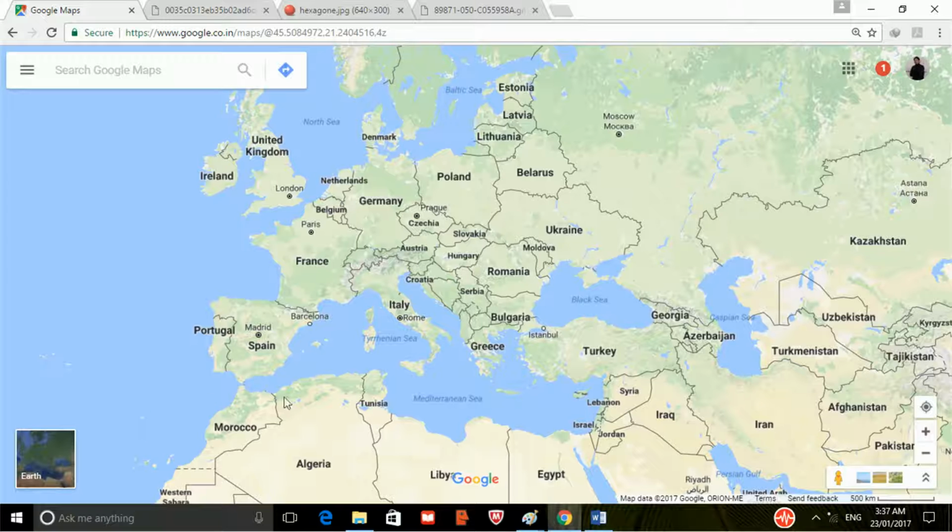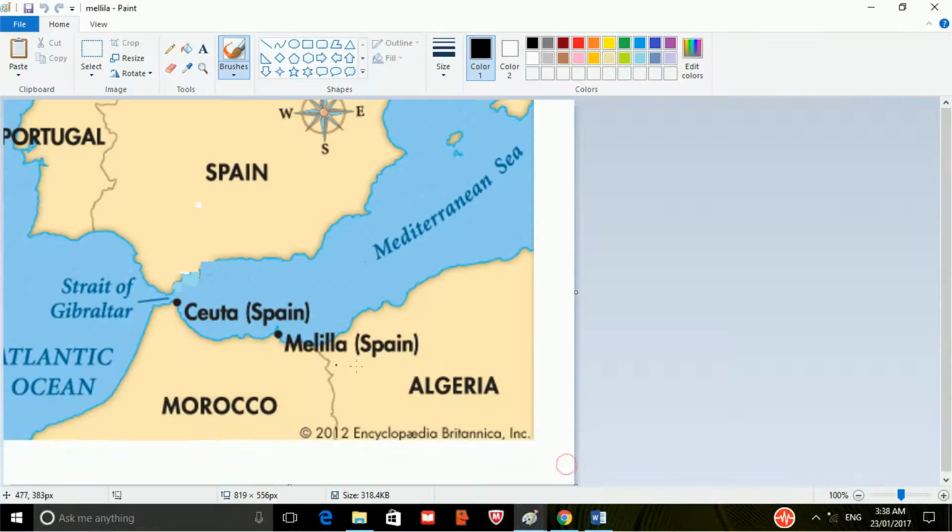Spain is at the very bottom of Europe, and if you look at it, it actually looks like it touches Africa. Quick fact about Spain is these two cities, Melilla and Ceuta, they're actually in Africa even though they belong to Spain. You see, they're actually in Africa.